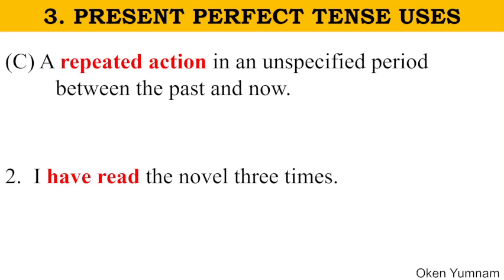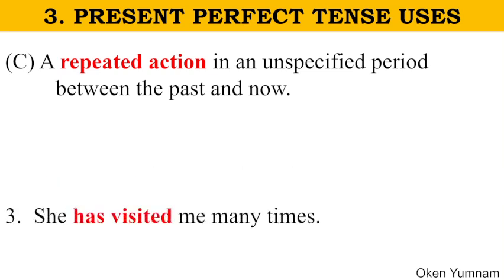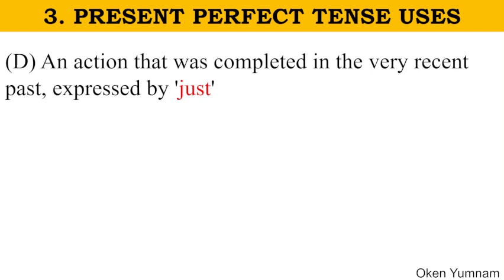I have read a novel 3 times, earlier than now, in the past. She has visited me many times in the past, and between the past and now. And the next use is an action that was completed in the very recent past, expressed by just.